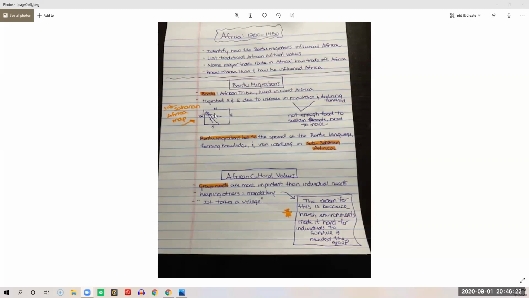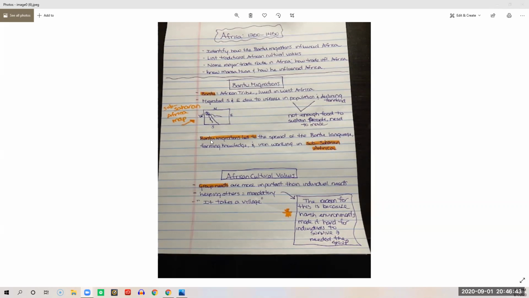And then I actually drew a little map here. I am terrible at drawing, so everything in my world is a square, and I labeled the different directions just to show where the Bantus migrated to, but I also explained that this was only in sub-Saharan Africa.